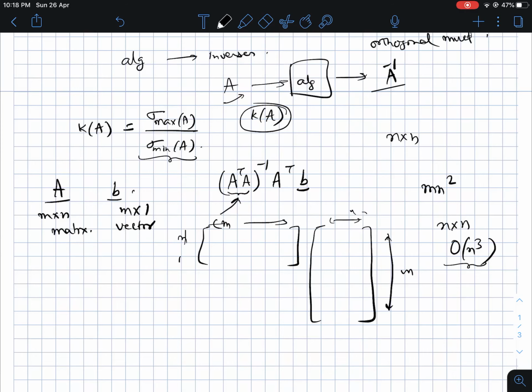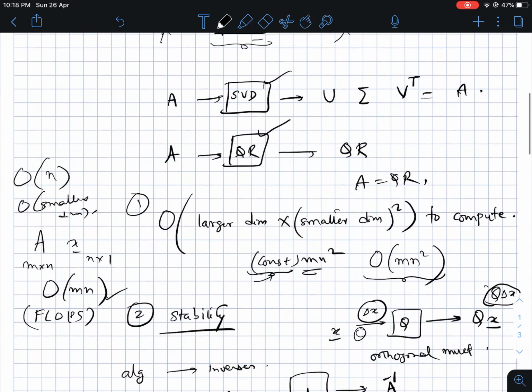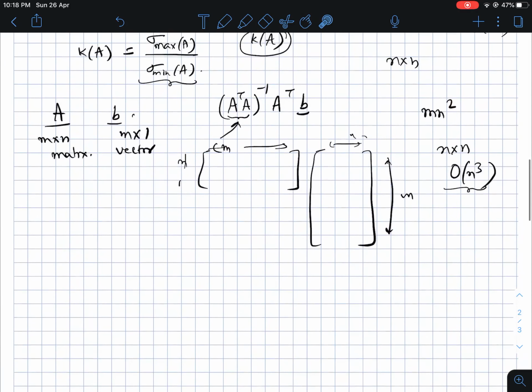Right, once again, spectral decomposition will be order N cube. If you follow this mnemonic, larger dimension into smaller dimension square, finding the spectral decomposition of a square matrix will be order N cube. Okay, fine. So it will be roughly order N cube.